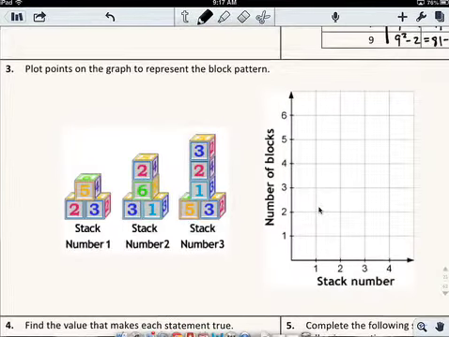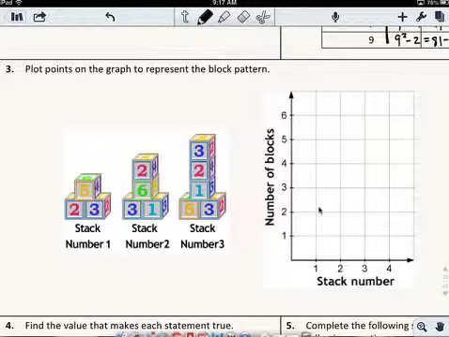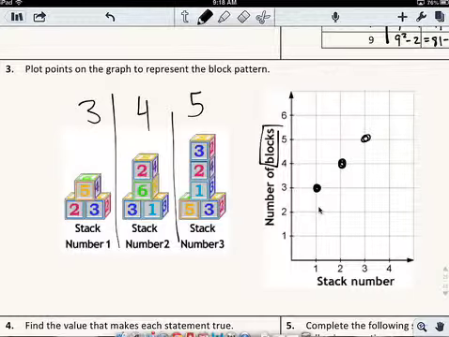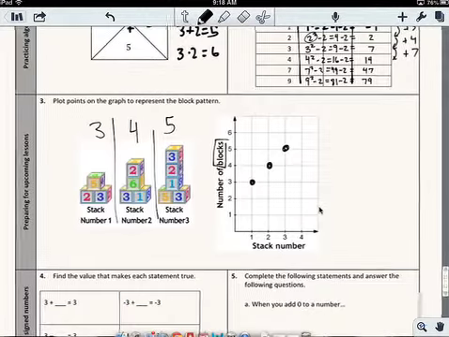All right, plot points on the graph to represent the block pattern. So stack number 1, there are 3 blocks. Stack number 2, there are 4 blocks, and then 5 blocks. Okay, and I'm doing that because it says number of blocks here. Thankfully, it doesn't say number on the blocks. So stack number 1, we have 3. Stack number 2, we have 4. And stack number 3, we have 5. There we go.